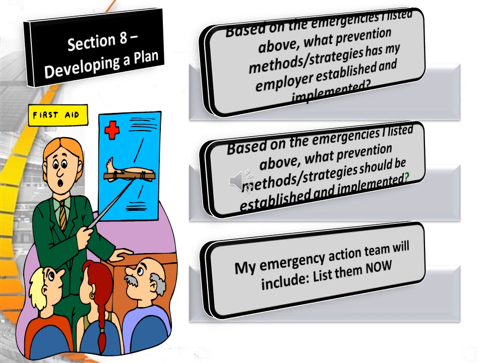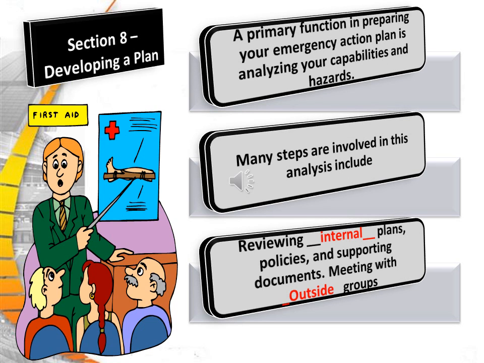Based on emergencies you have listed above, what prevention methods and strategies will your employer establish and implement? A primary function of preparing your emergency action plan is analyzing your capabilities and hazards. Many steps are involved in this analysis, including reviewing internal plans, policies, and supporting documents, and meeting with outside groups.